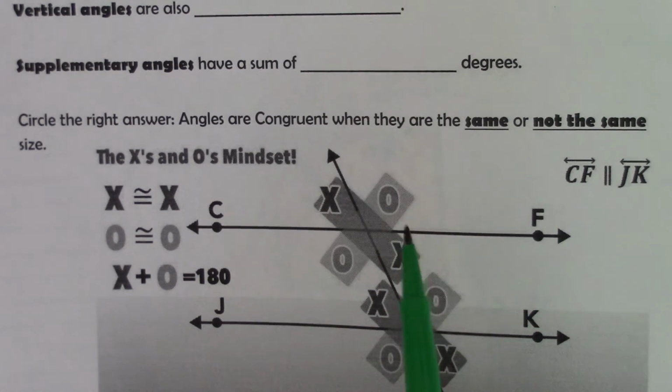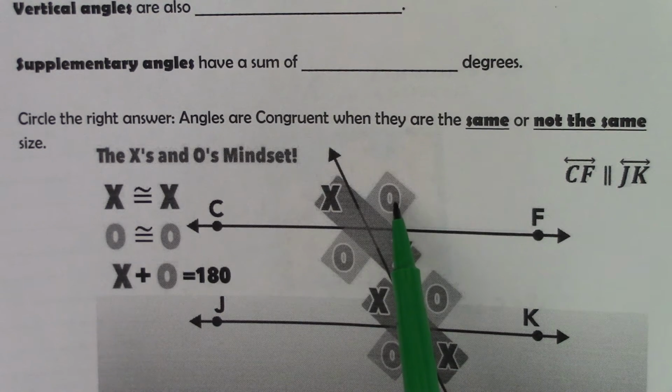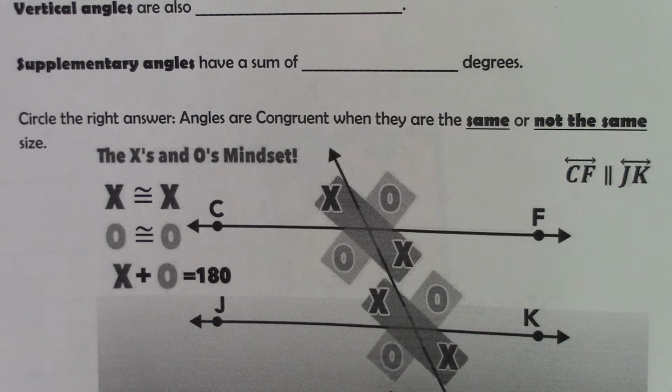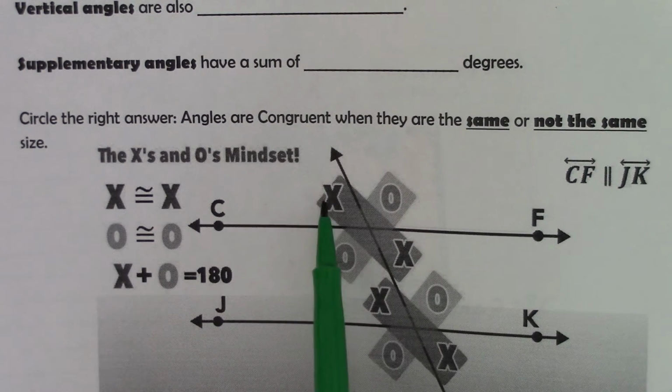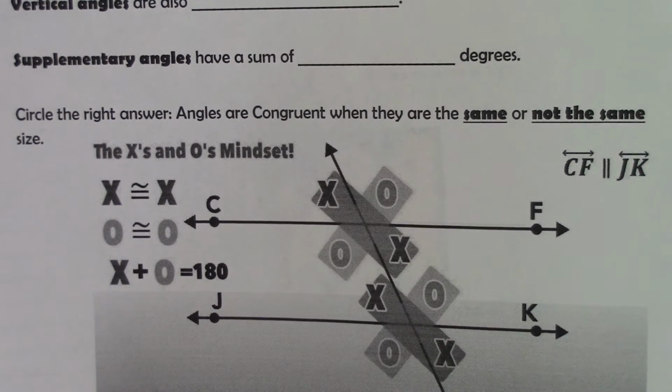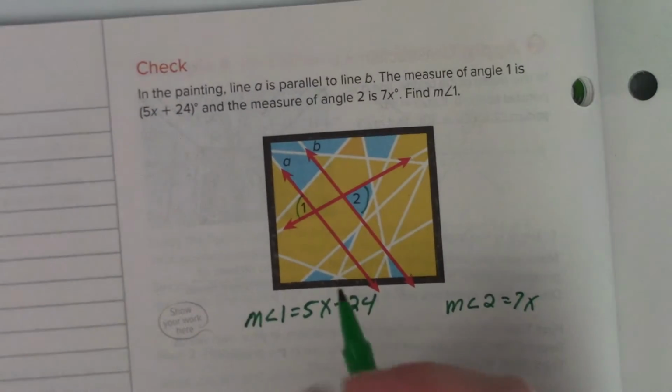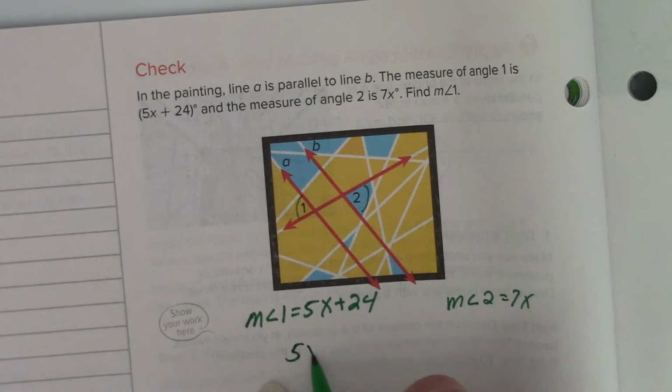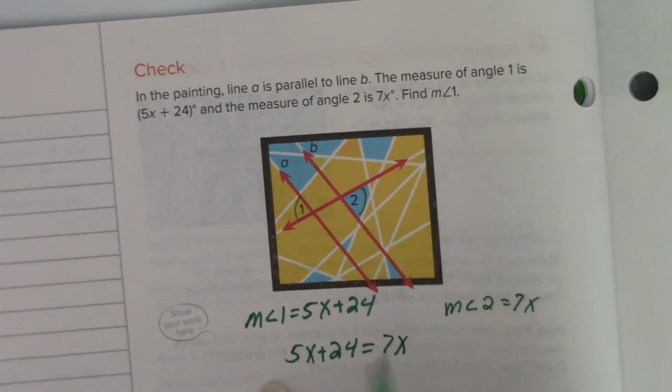Let's look at this on my XOs. Here's an alternate exterior angle, matches with this one, that is equal. This one is equal to this one. So I know that alternate exterior angles are equal. So I can set 5x plus 24 equal to 7x.